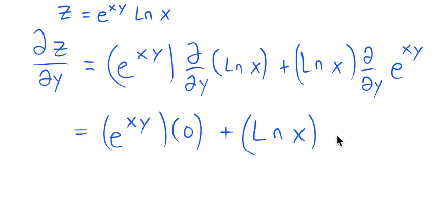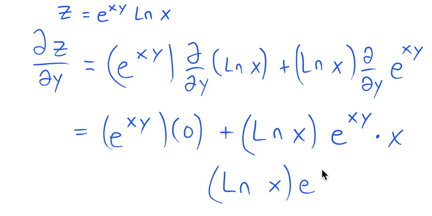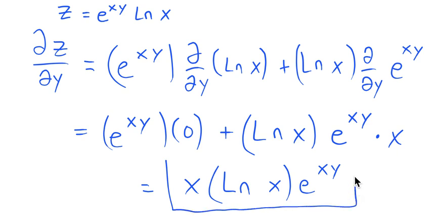And let's do e to the xy times the derivative of the exponent. This time the variable is the y though, and the x is treated as the constant. So we would multiply by x here. And there's our answer.